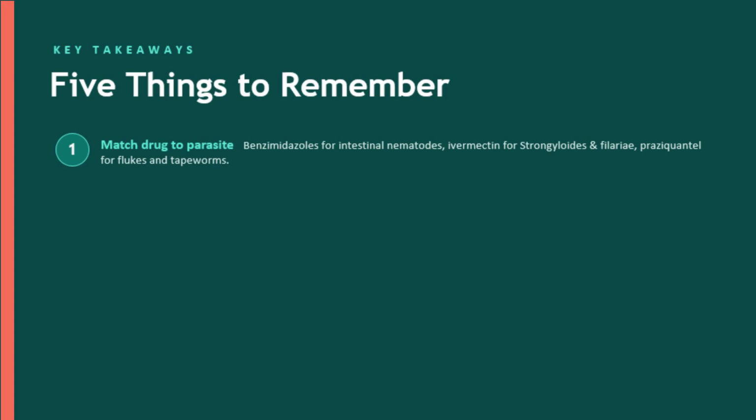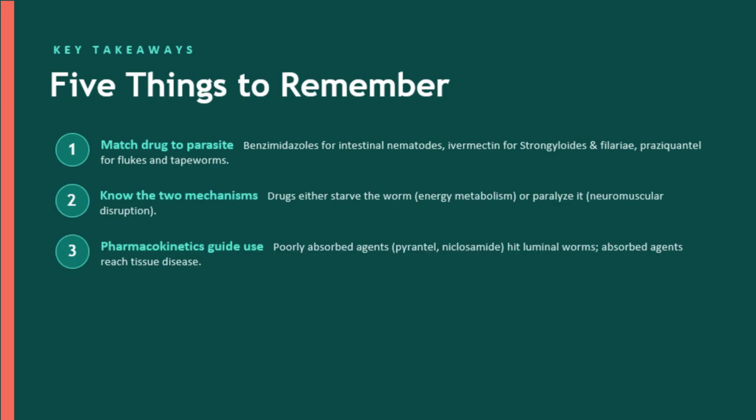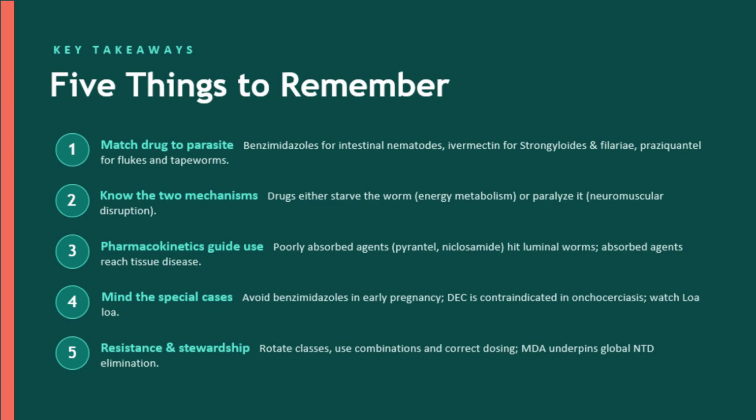Let's finish with 5 things I really want you to carry away. 1. Match the drug to the parasite. Benzimidazoles for intestinal nematodes, ivermectin for strongyloids and filaria, praziquantel for flukes and tapeworms. 2. Every drug either starves the worm or paralyzes it. 3. Pharmacokinetics guide use. Poorly absorbed agents hit the luminal worms, while absorbed agents reach tissue disease.